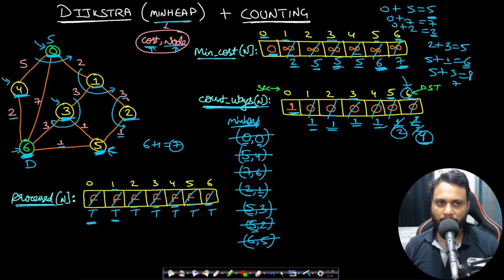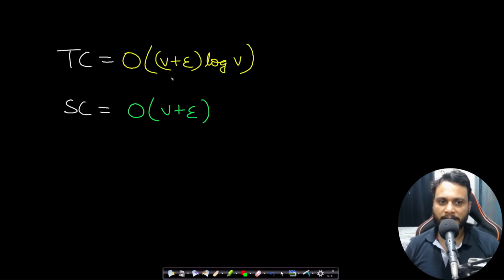Since we are applying the optimal Dijkstra algorithm using the min heap, you already know the Dijkstra algorithm optimally takes order of V plus E log V time, and the space complexity will be V plus E. I hope this is clear. Let's now look at the code.